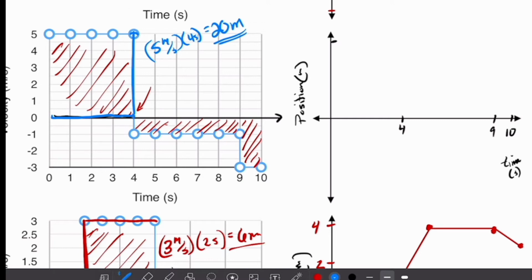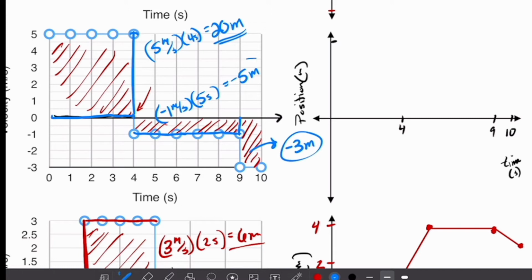Now I've got this other area that ends here and is this wide. It looks to be 5 seconds wide and negative 1 meter per second tall. That looks to me to be negative 5 meters. And then I have my last little area here, negative 3 meters tall and 1 second wide. Am I good at just writing negative 3 meters and be done with it? We good?